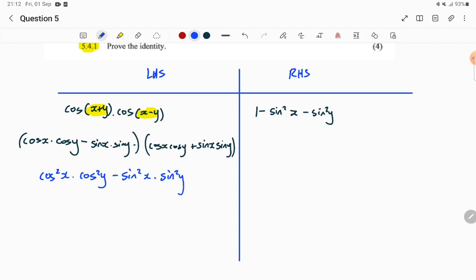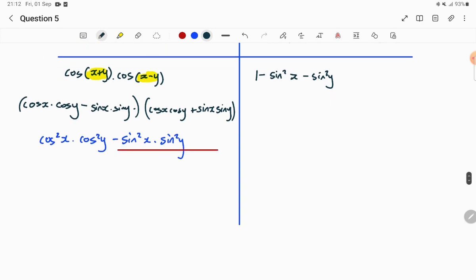Now, on the right-hand side we have a 1 there, but we do have sin²x − sin²y. So this part here looks like it's going to remain as is. To get rid of the cos²x cos²y, let's use our identity where cos²x is equal to 1 − sin²x. So here we have (1 − sin²x) into (1 − sin²y) minus sin²x multiplied by sin²y.